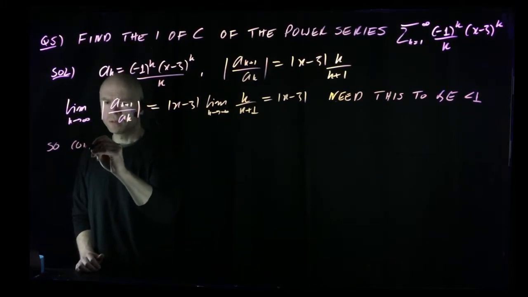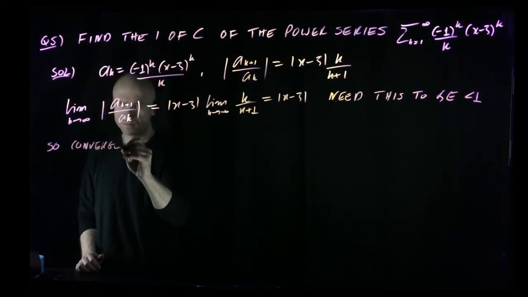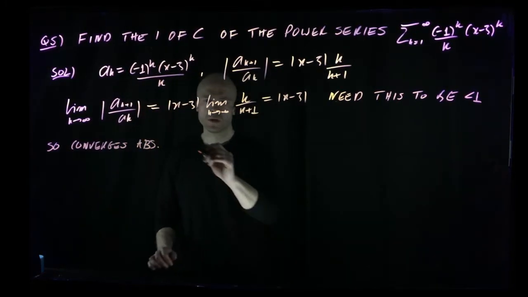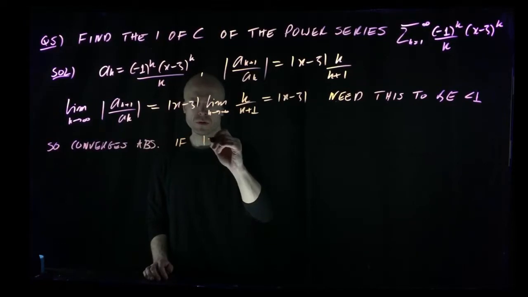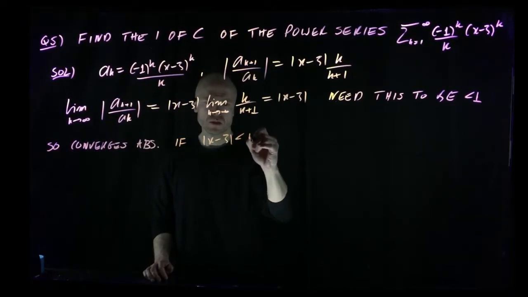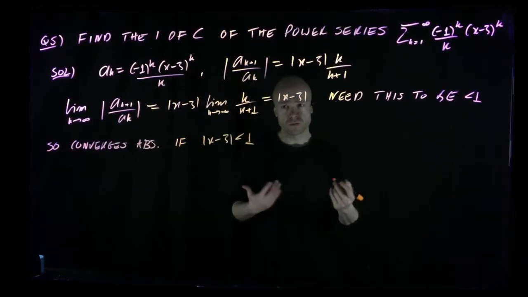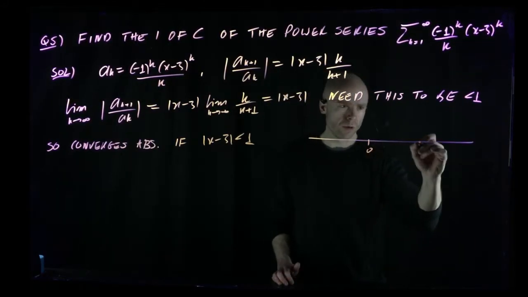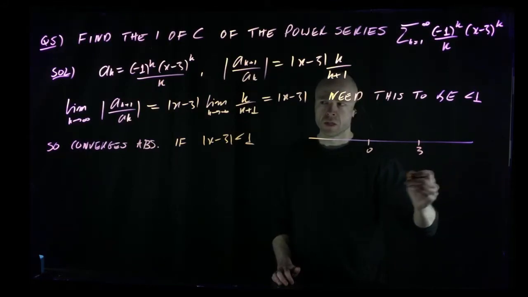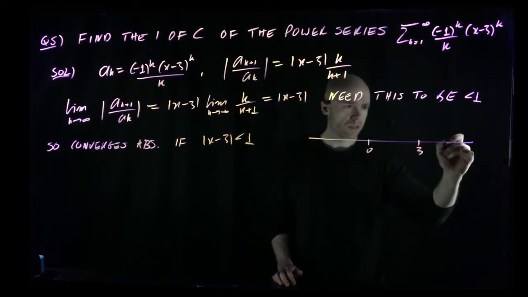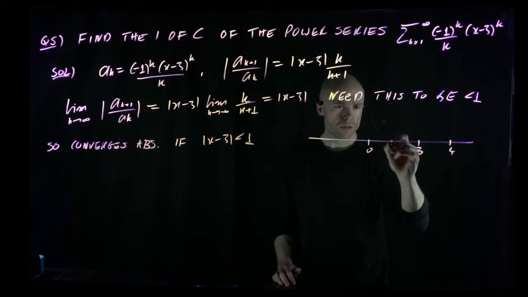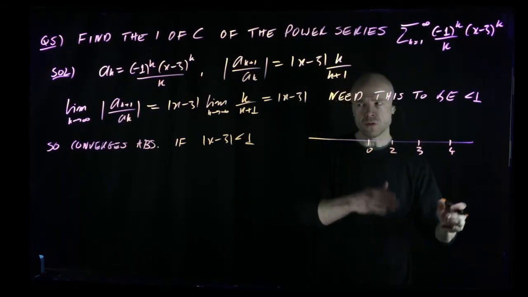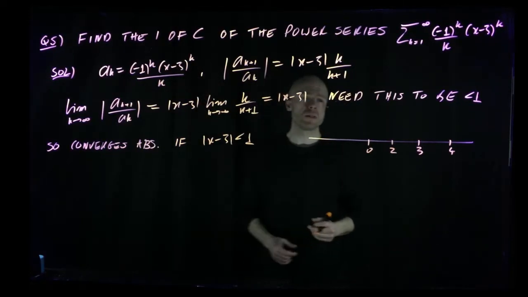So it converges absolutely if |x - 3| is less than 1. So the radius of convergence is 1. Let's draw a picture. The power series is centered around 3, and so a distance of 1 is going to take us from 4 to 2. Anything strictly between 2 and 4 will be such that this power series converges.